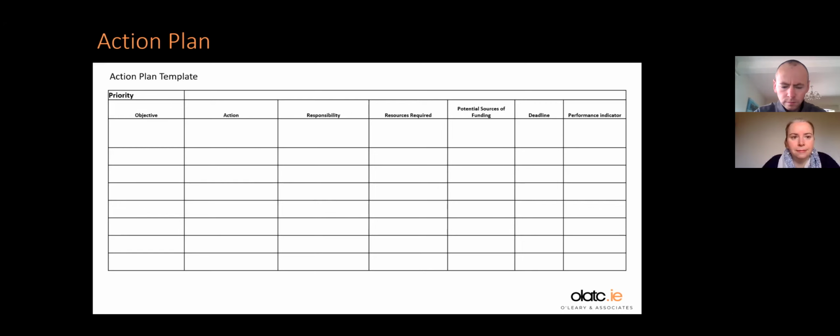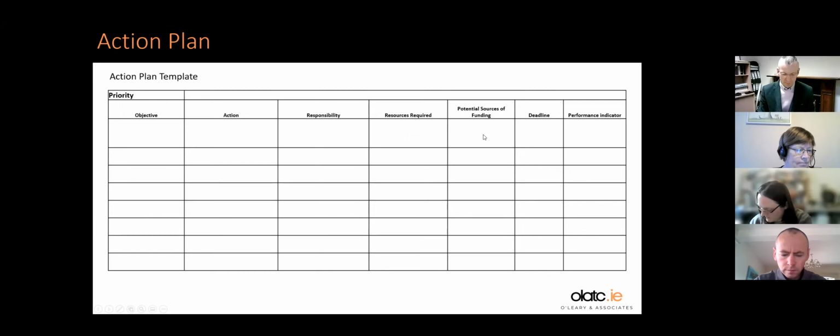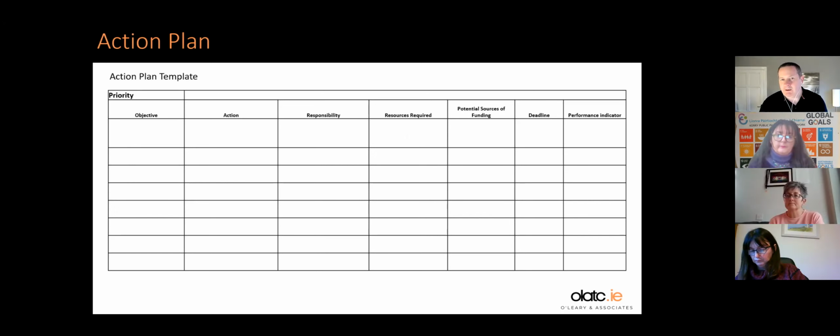If there's a cost associated with it, then look at the sources of funding. How can we fund this? If you can't find a source of funding to fund that action, it just won't happen. So if you don't have a certain person responsible, and you don't know where you're going to get the money to do it, it won't happen.